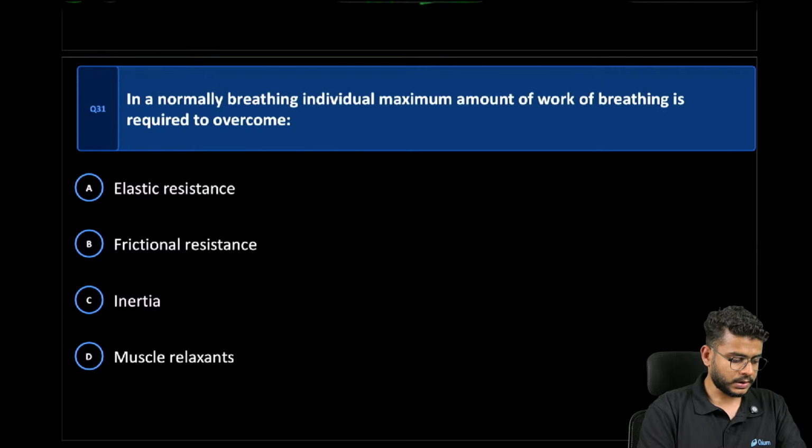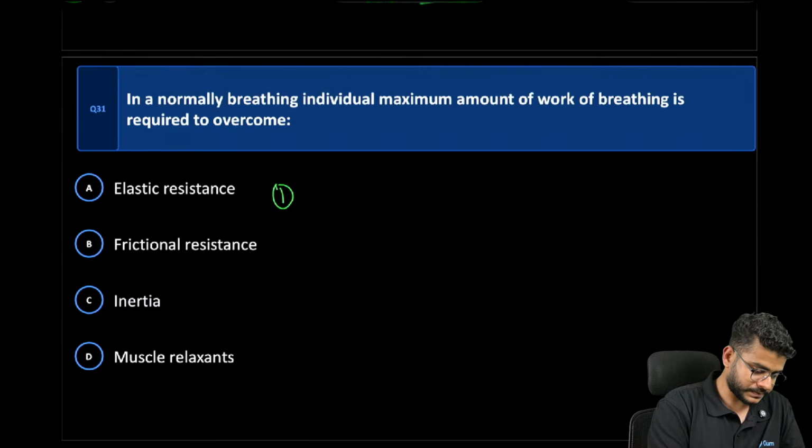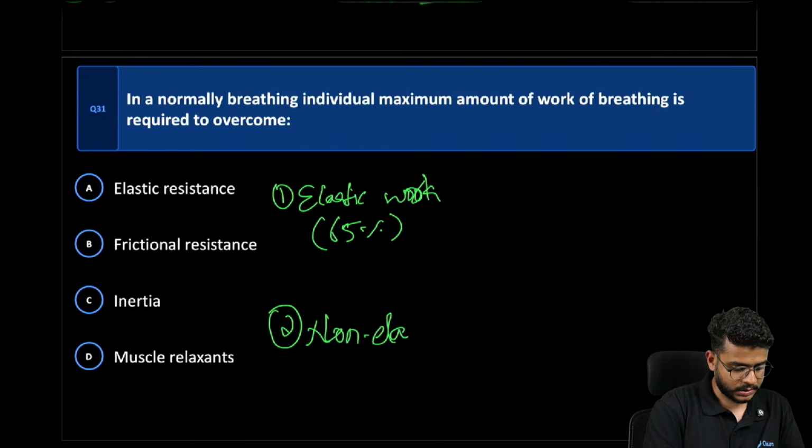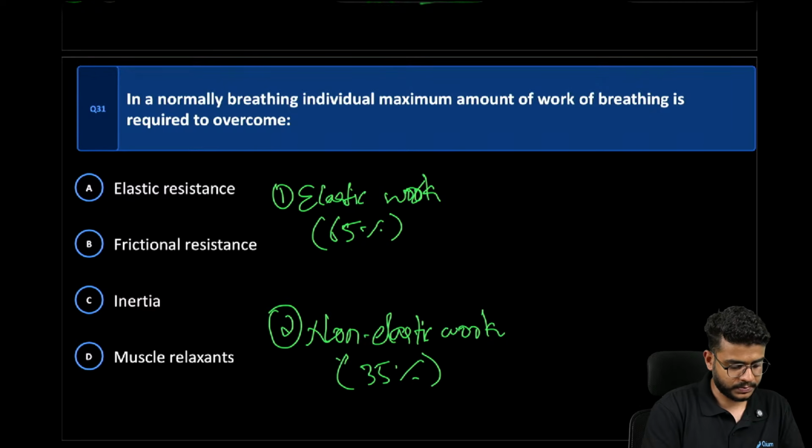In a normally breathing individual, what is the maximum amount of work of breathing? So let's talk about the work of breathing. Two types of work are involved. The first one is elastic work, which is 65% of the work, and the second one is non-elastic work, which is the remaining 35 percent.